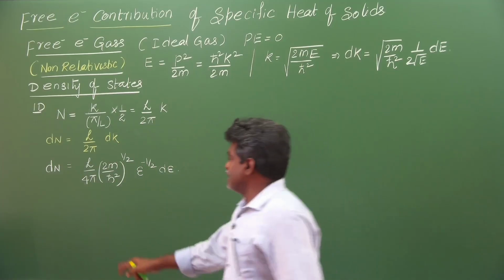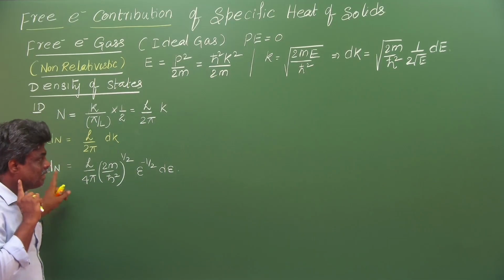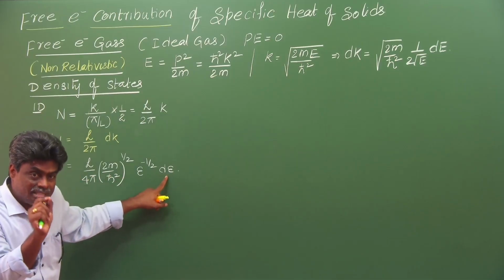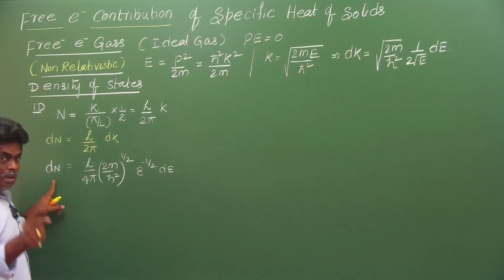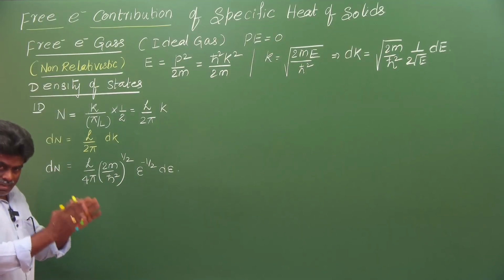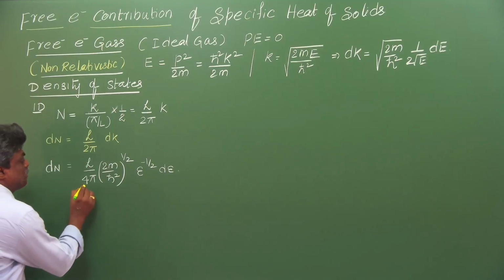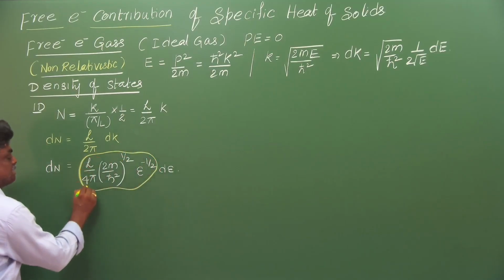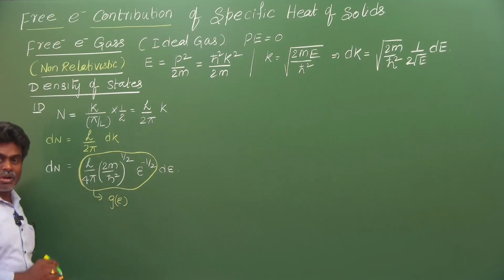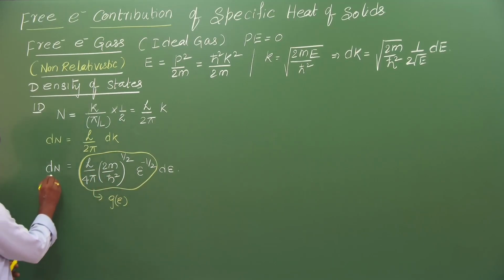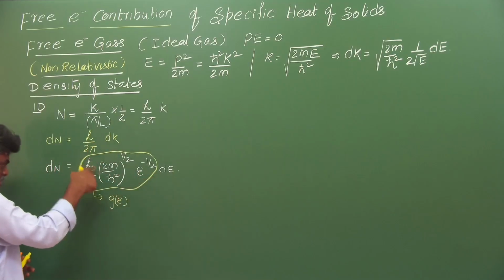So what is this dN? This is the number of states within the energy range E to E plus dE, the number of particles in the range E to E plus dE, don't forget. And this one we defined as G of E. Is it clear? Actually this is the density of states, which is G of E dE. But what is G of E?